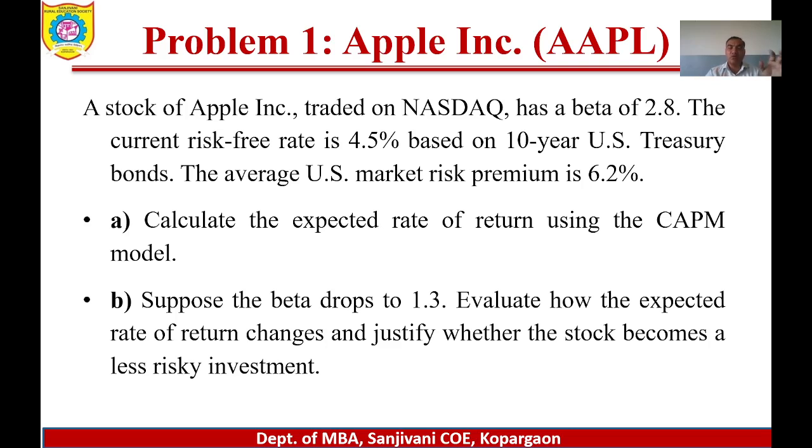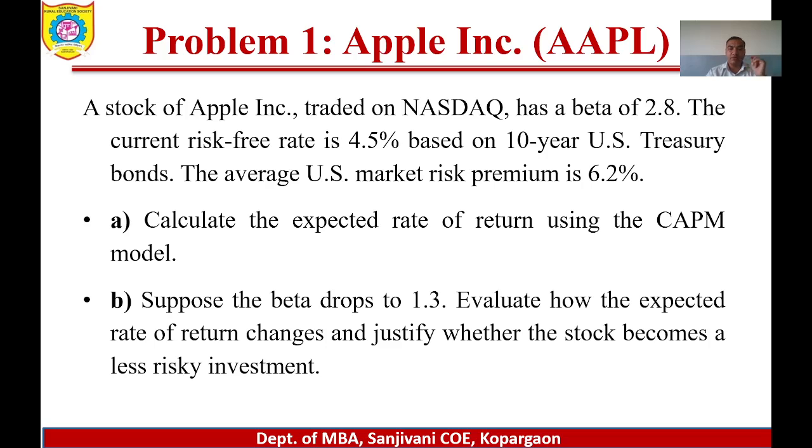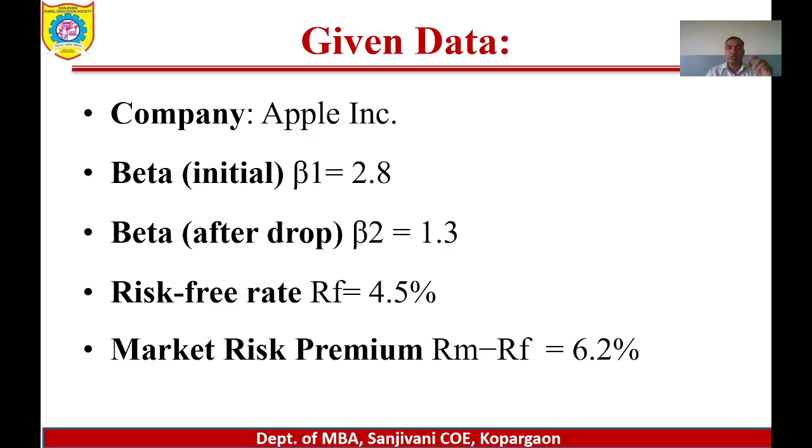Now first we'll understand what they have provided us, the given data. In the given data, we have a company called Apple Incorporations. The initial beta, beta 1, is given as 2.8. And in question number 2, they mention that if beta falls to 1.3, what will happen to the expected returns?